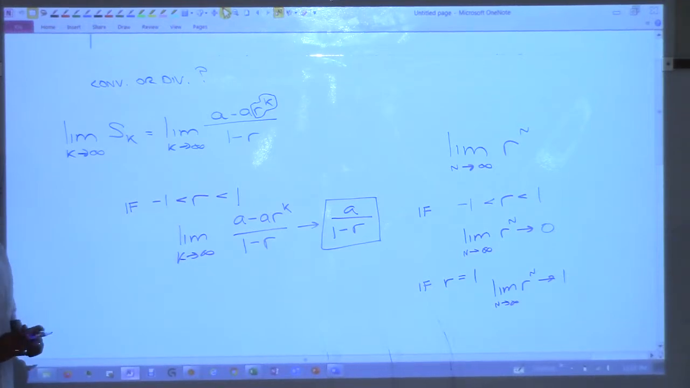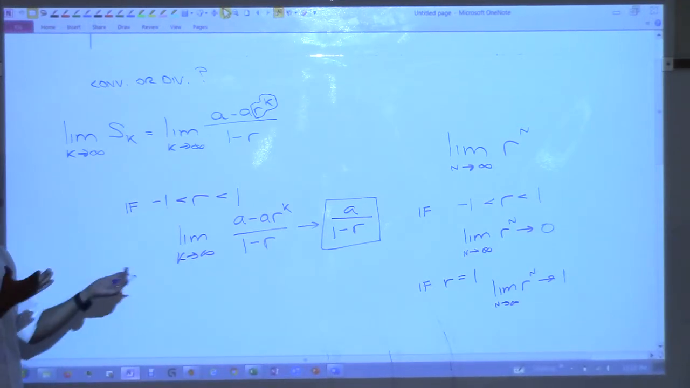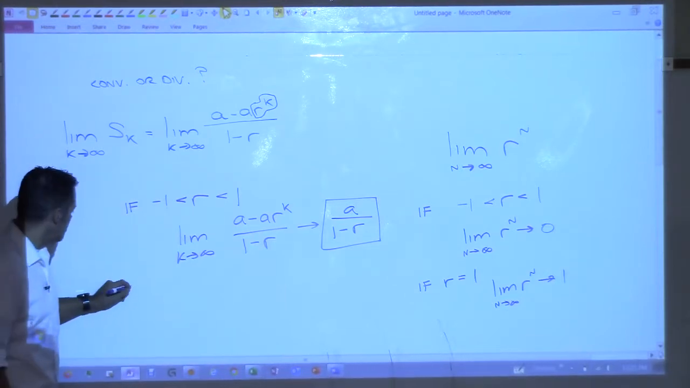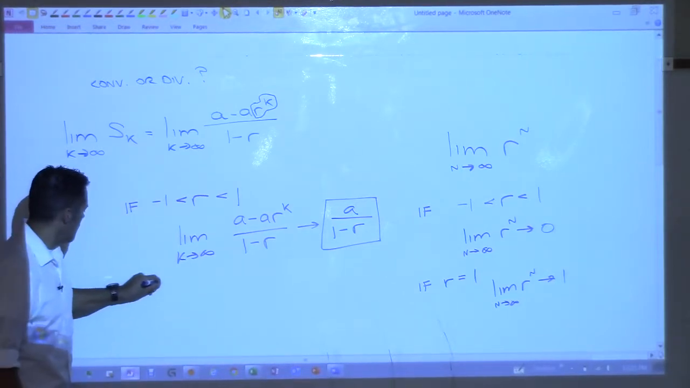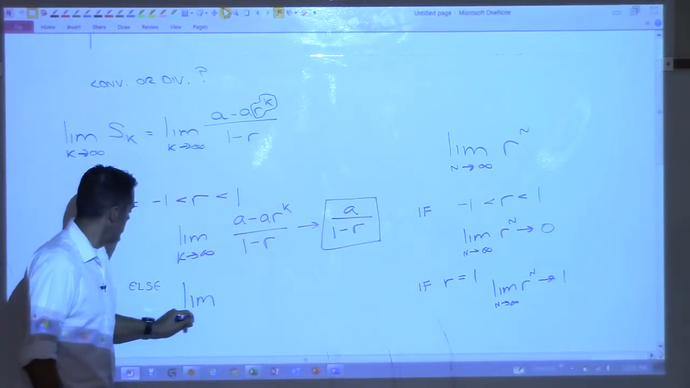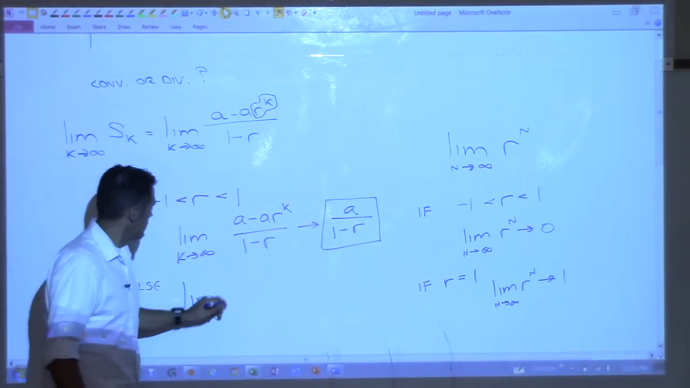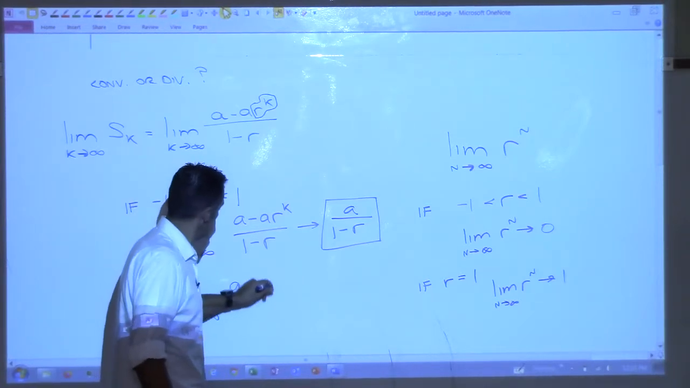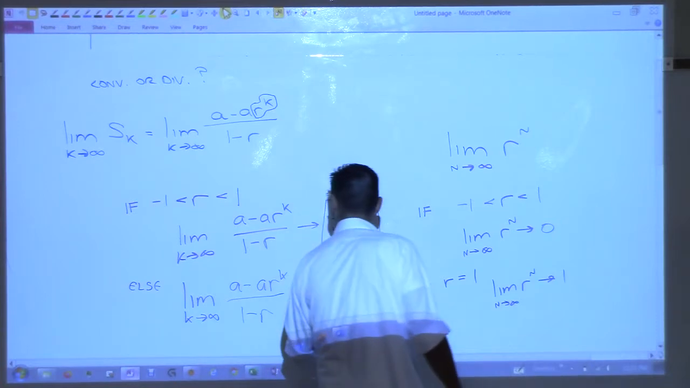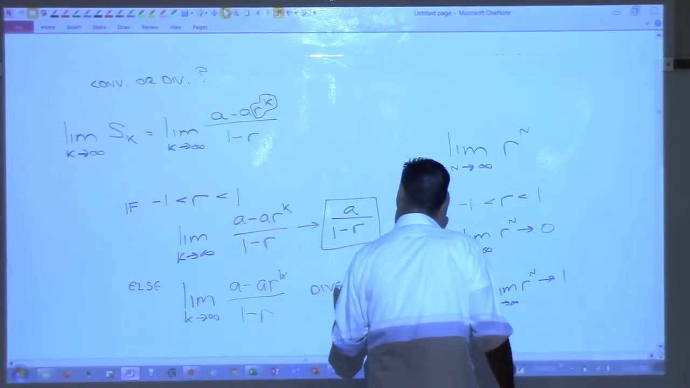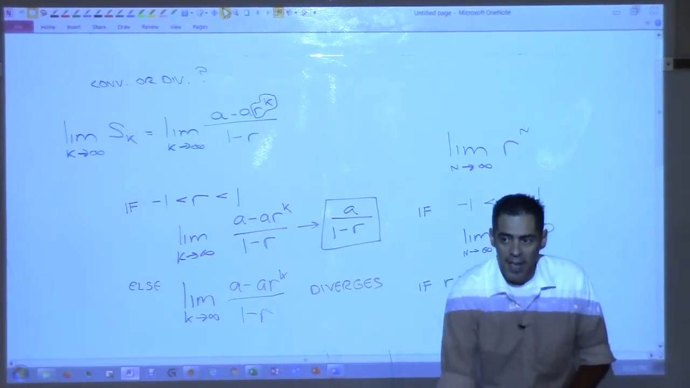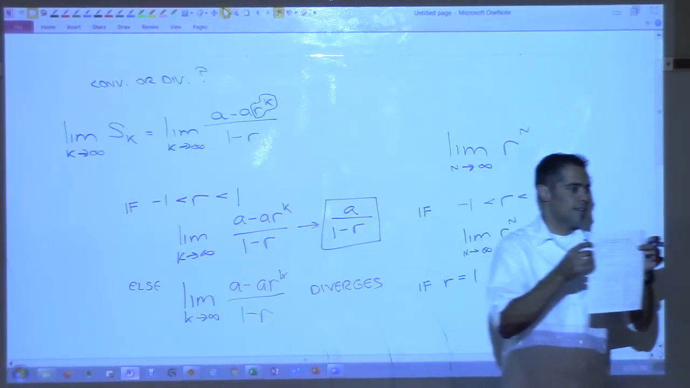It's going to blow up, right? It's not going to converge. So you say, else, this thing converges, diverges. Diverges. Which is what the second thing on your test says.